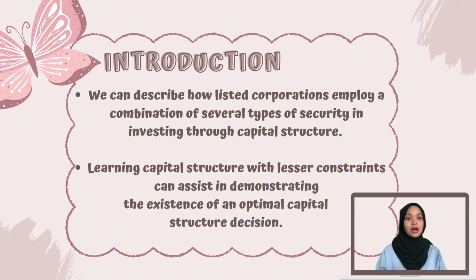Topic, we can describe how a listed corporation employs a combination of several types of security in investing through capital structure. We can also learn that capital structure with lesser constraint can assist in demonstrating the existence of an optimal capital structure decision.